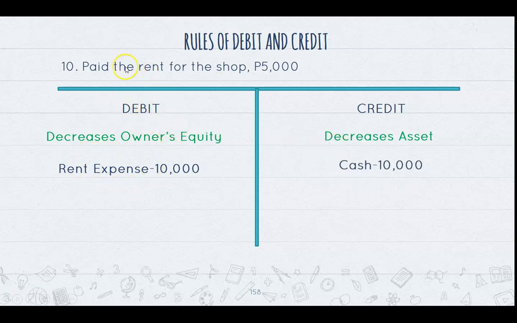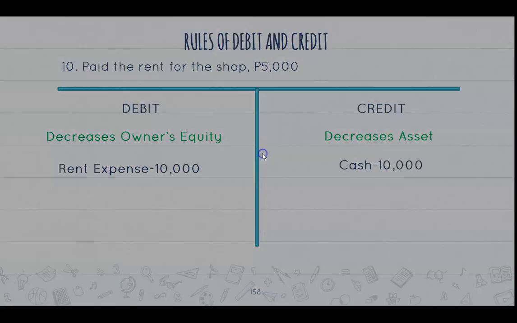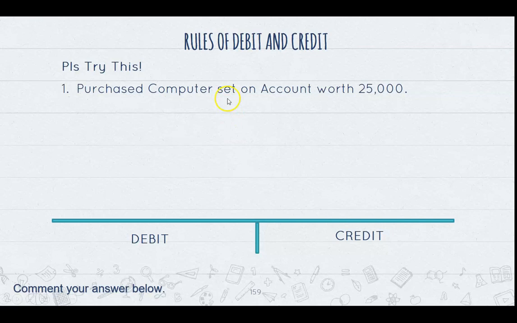And ano yung nawala sa atin? Ano yung pinambayad natin is peso. Kaya, credit, cash, 10,000 pesos. Again, nawalan ka ng cash dahil binayaran mo yung iyong rentals. Okay? Next, try this. We are done with our 9 transactions.